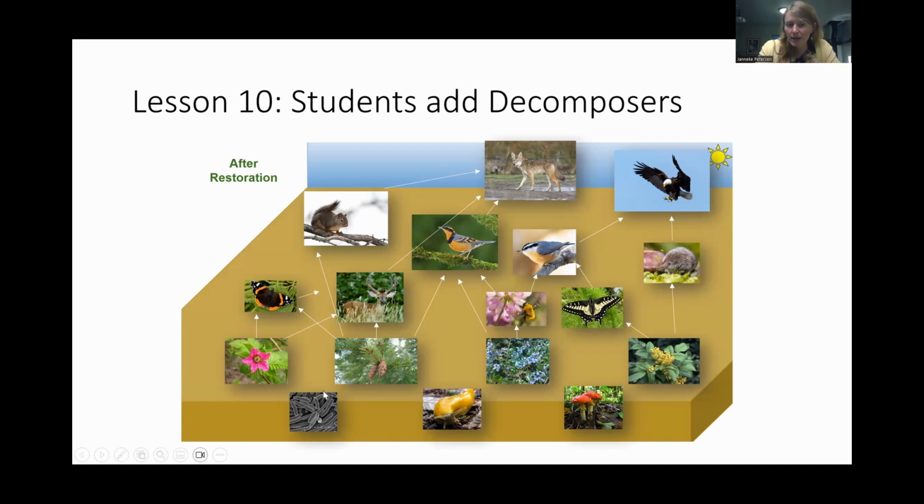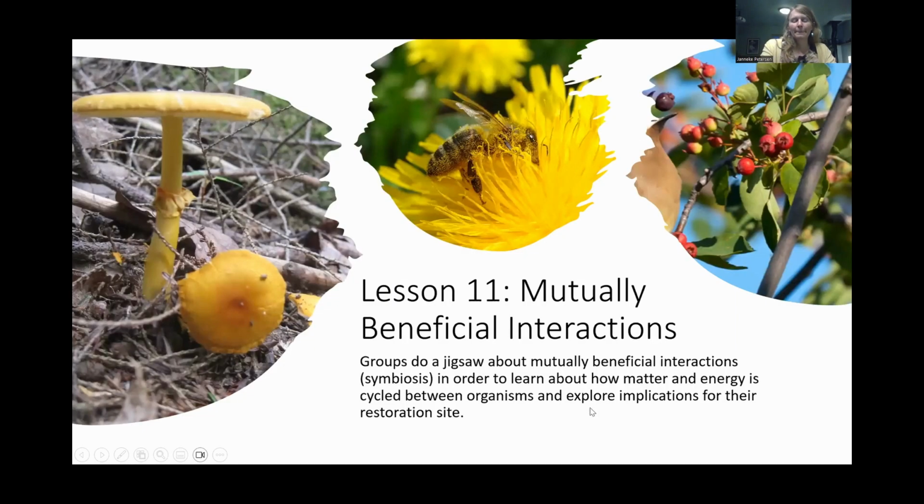So here you can see bacteria, slugs, and mushrooms. And obviously these will be different depending on what kind of ecosystem you're restoring and where you are. And you make these cards in your ecosystem card set.